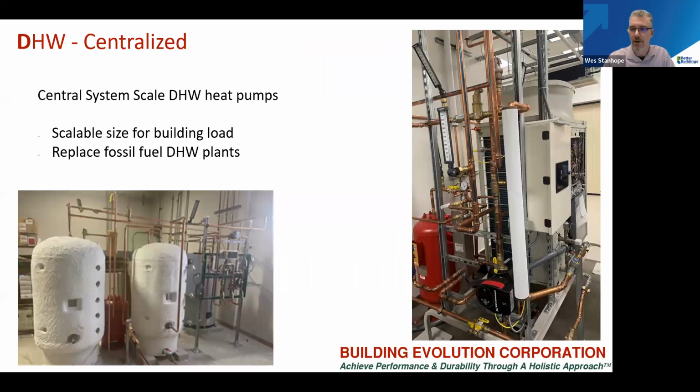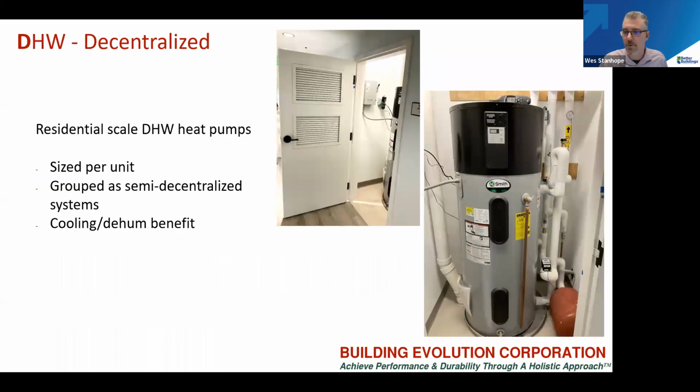Options for domestic hot water include central systems, such as the QHV, which could replace entire central systems within buildings. Or if you go to the next slide, you could use the 80-gallon heat pump tanks, which could be either one per apartment or semi-decentralized, serving a few apartments at a time.